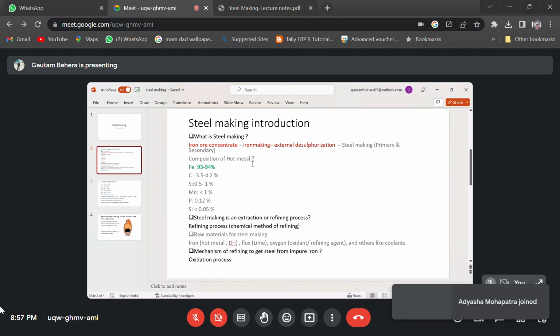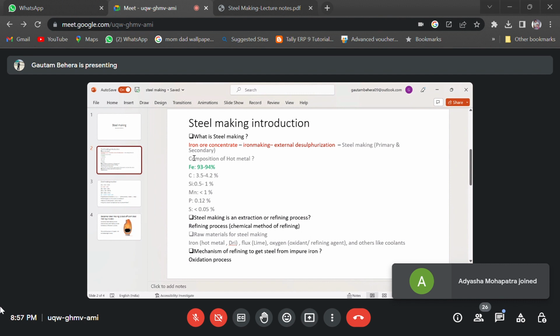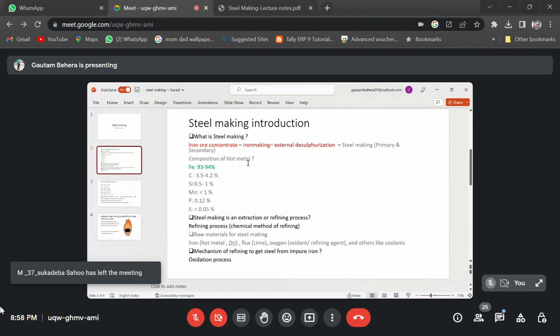Composition of hot metal. Composition of hot metal means I'm talking about composition of pig iron mostly, because pig iron is the major form of iron we get from the blast furnace. Then we convert that pig iron into steel later, right? By using the steel making process. So you can see this is the approximate composition of hot metal or pig iron, right?